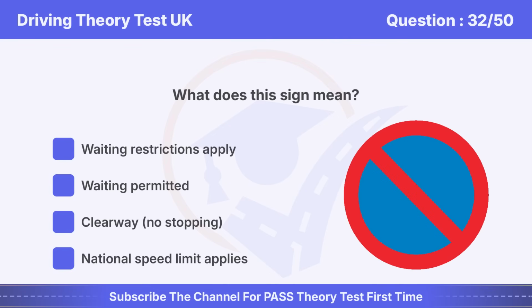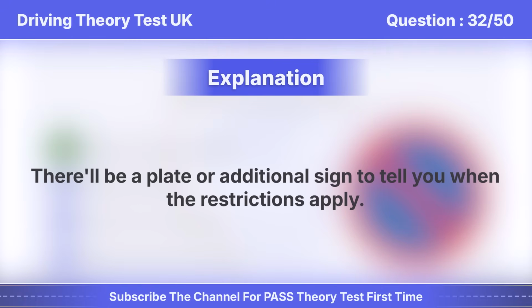Question 32. What does this sign mean? Option A. Waiting restrictions apply. B. Waiting permitted. C. Clearway, no stopping. D. National speed limit applies. Answer is A. Waiting restrictions apply. There'll be a plate or additional sign to tell you when the restrictions apply.